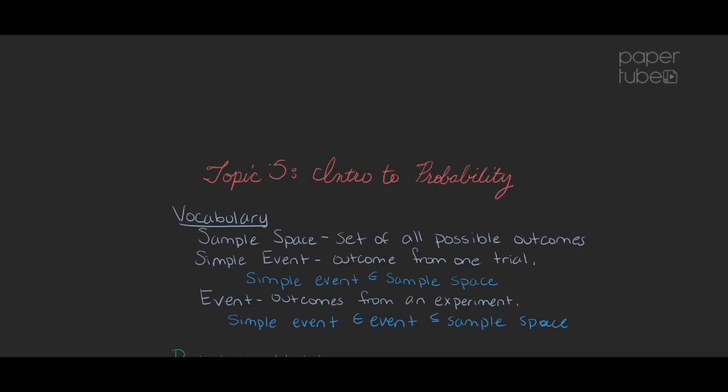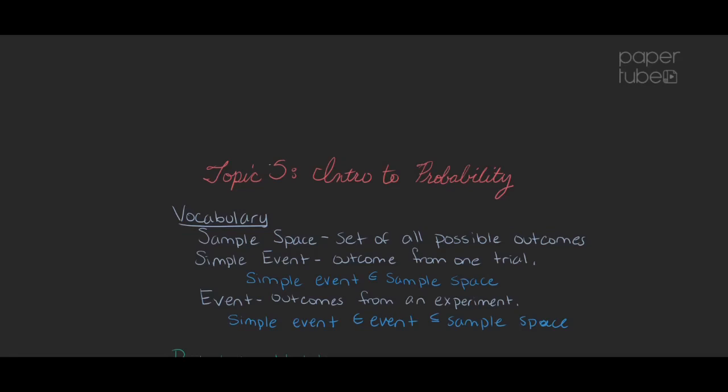A simple event is a single outcome that you get from one trial. So like if you're rolling a die, the number that you see that first time is a simple event. I've written down here just to kind of understand the scale of these words. A simple event is an element from the sample space, meaning if your sample space already covers all possible outcomes, one simple event must have an outcome that you had already considered.